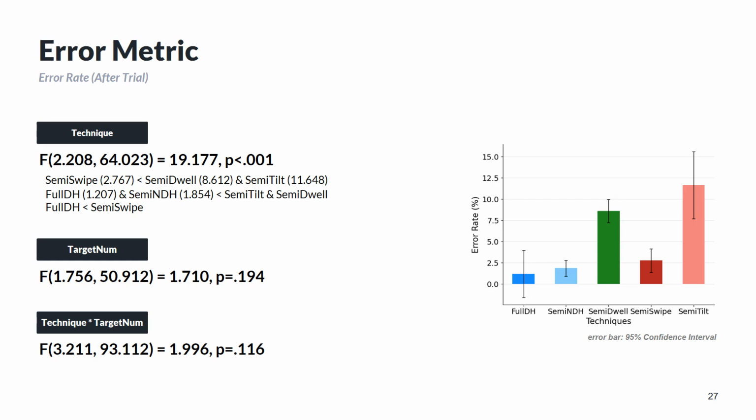So it showed that full DH and SemiNDH caused more errors during the trial, but users corrected these errors. However, SemiDwell and SemiTilt still had errors in the final group. On the other hand, SemiSwipe showed fewer accidental errors during the trial and a lower error rate in the final group.